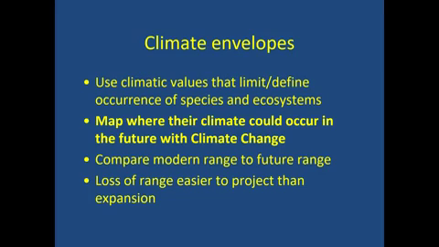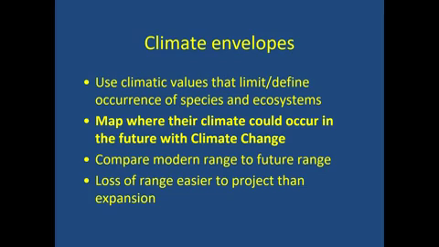You map where the climate could occur in the future with climate change, with different models of climate change, from a small amount, from those projections that don't suggest a lot of change, to a very large amount, to say there's going to be a great deal of climate change. We then compare the modern range and condition of the species or ecosystems to the future range. The loss of range, in other words where species are likely to be lost or die in tree species, is much easier to understand than to imagine how they're going to expand and where they're going to end up.